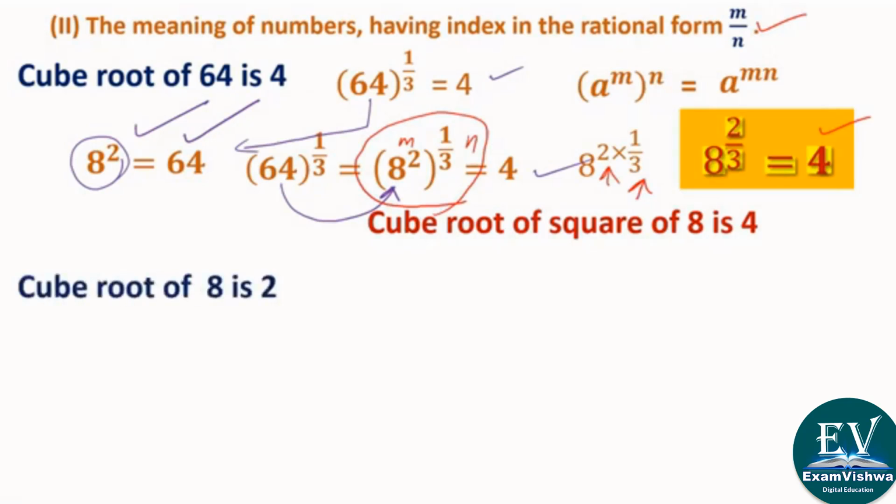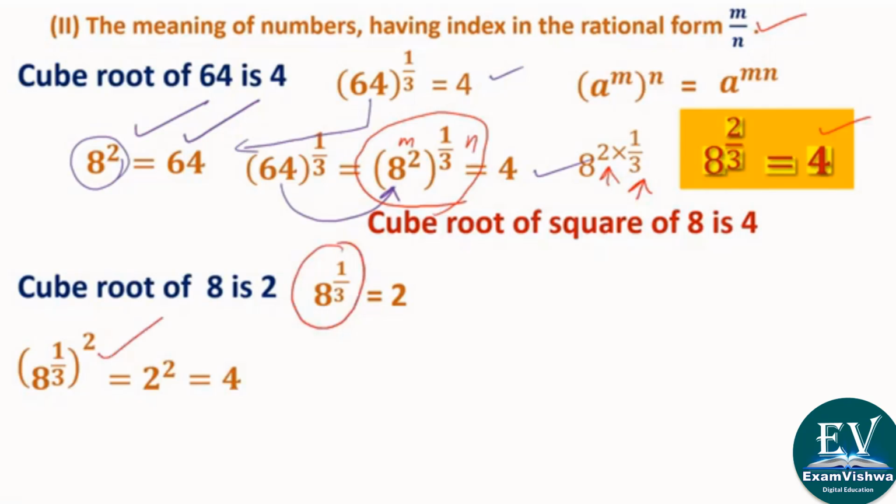We'll go ahead. Another case. Cube root of 8 is 2. 2 into 2 is 4, 4 2s are 8. Which can be written as 8 to the power of 1 upon 3, which is equal to 2. Just like 64 to the power of 1 upon 3 is 4, 8 to the power of 1 upon 3 is equal to 2. If we take the square of 8 to the power of 1 upon 3, we are taking the square of this one, which is written here. So it will naturally become 2 square, and the answer will become 4. ठीक है, इतना समझ में आया?